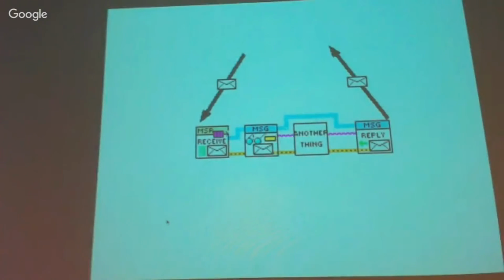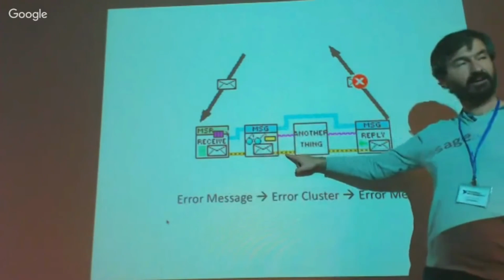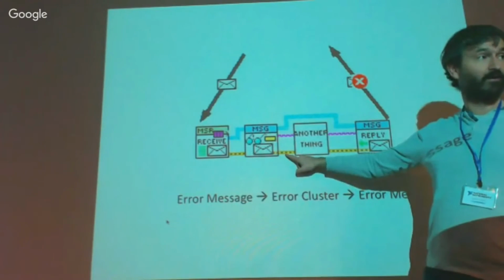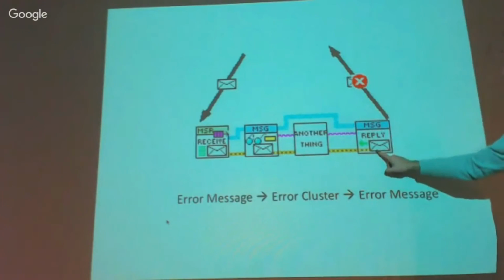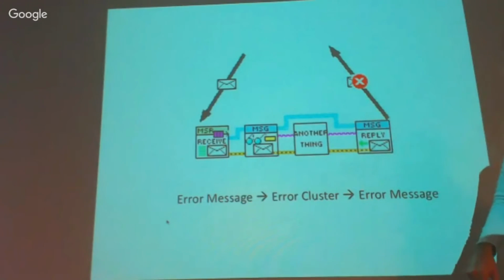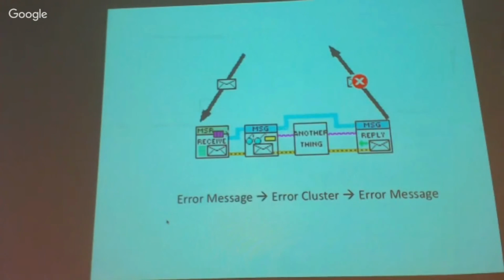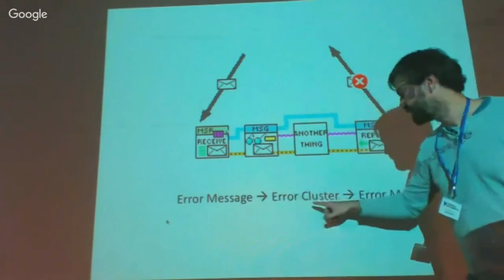So in the framework I use, I've got too many of these stupid animations. If an error comes in as a message, when you read a message, if it's an error message, the error comes out the error wire. And if you reply to a message, that's basically I'm told to do something and then I reply, I'm finished. If there's an error in the action, it's sent out as an error message. So basically the error message and the error clusters are connected together.